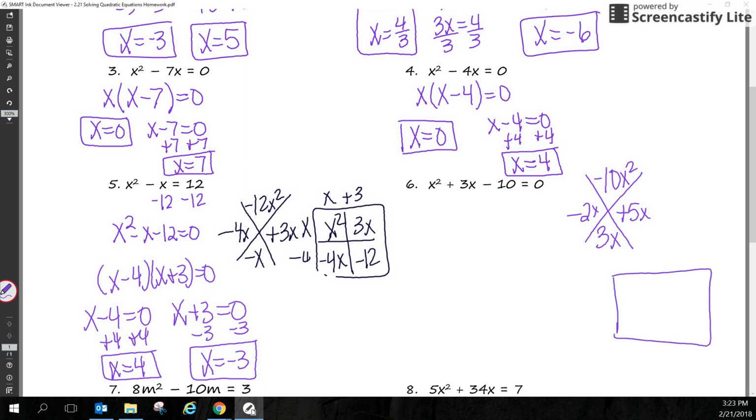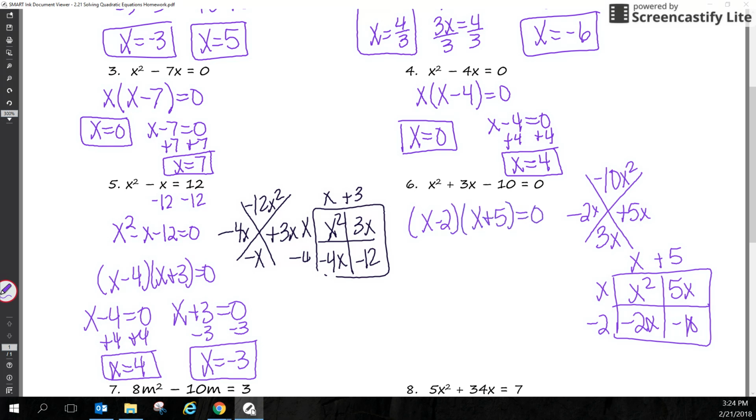So I've got x squared in my first box, last term, last box, and then we've got negative 2x, 5x in the middle. My GCF of the first row is x. X times x gives me x squared. X times 5 gives me 5x. X times negative 2 gives me negative 2x. Does negative 2 times 5 give me negative 10? It sure does. So I've got x minus 2 as one factor. X plus 5 is my other factor, setting it equal to 0.